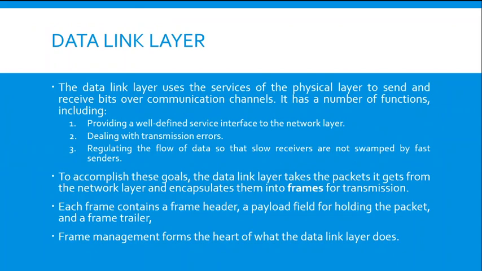The link layer uses the services of the physical layer to send and receive bits over communication channels. It has a number of functions. It includes a well-defined service interface to the network layer. It deals with transmission errors. It regulates the flow of data so that slow receivers are not swamped by fast senders. To accomplish this goal, the data link layer takes the packets it gets from the network layer and encapsulates them into frames for transmission. Each frame contains a frame header, a payload field for holding the packet, and a frame trailer. Frame management forms the heart of what the data link layer does.